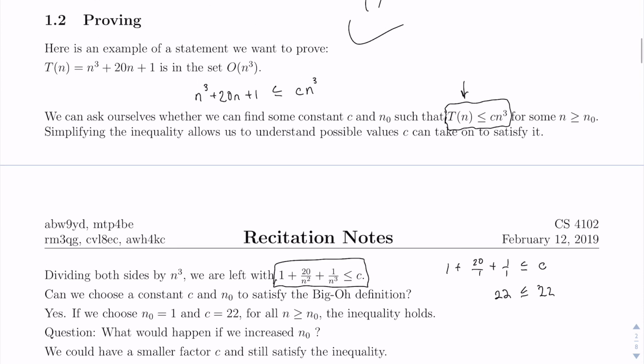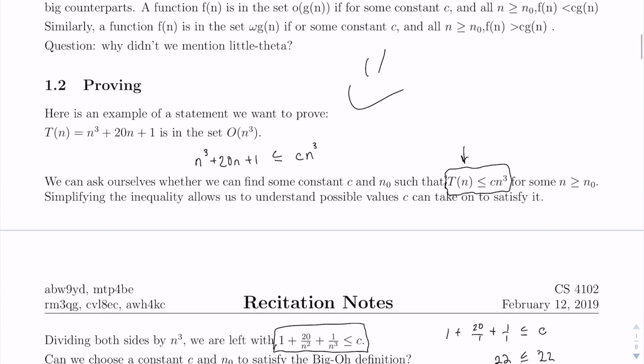And just kind of a concept question, can anyone think of what would happen when we increase n naught? What would that do to this inequality that we wrote here?